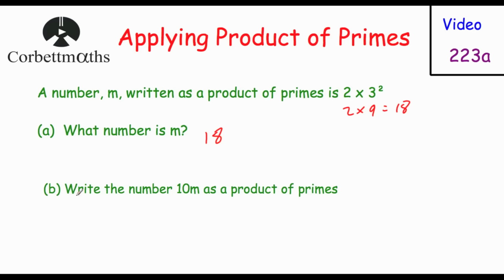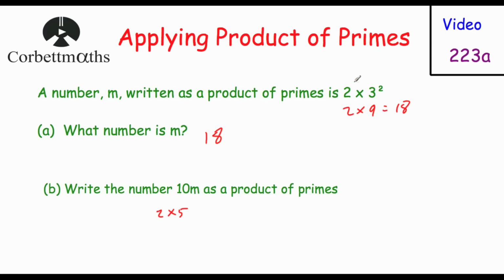And part B says, write the number 10m as a product of primes. So 10m, well, if we know that m is equal to 18, 10m would be equal to 10 times m, so that would be 180. So you could take 180 and do that prime factor tree and find out what 180 is as a product of primes. Now what's really useful here is we know that 10 is equal to 2 times 5. So two prime numbers, 2 and 5, multiplied together would give me 10, 2 times 5.